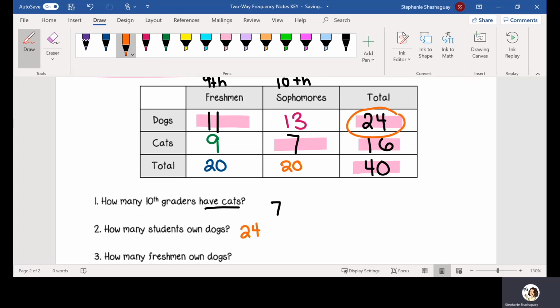How many freshmen own dogs? So now, because we are asking specifically for freshmen, we want to know how many of them own dogs, and freshman that owns dogs is 11. Okay.